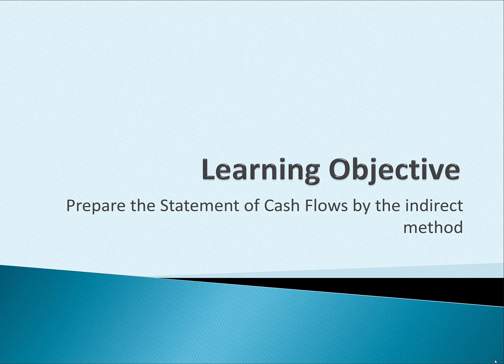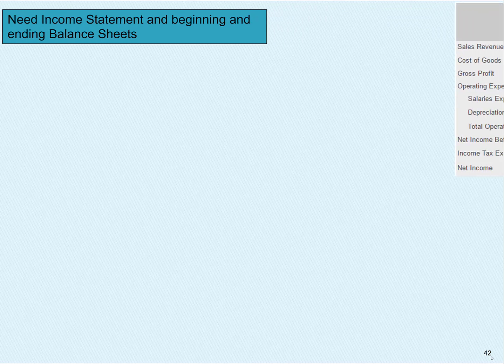The next learning objective is to prepare the statement of cash flows using the indirect method, the most popular method. So here are the cash flow steps. This is just a broad overview. We need the income statement and the beginning and ending balance sheets.